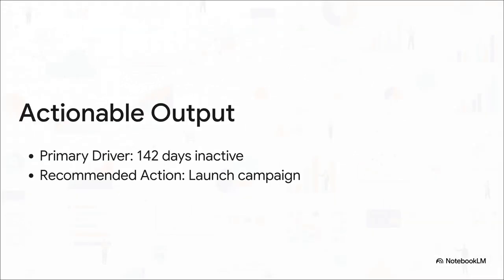Instead of just dropping an 87% risk score on someone's desk, SHAP lets you declare the primary driver, like, say, 122 days inactive, and directly pair it with a recommended action, like launching a re-engagement campaign. Because of this, retention teams aren't guessing anymore. They know exactly who to call, exactly why they are at risk, and the precise action needed to save them.